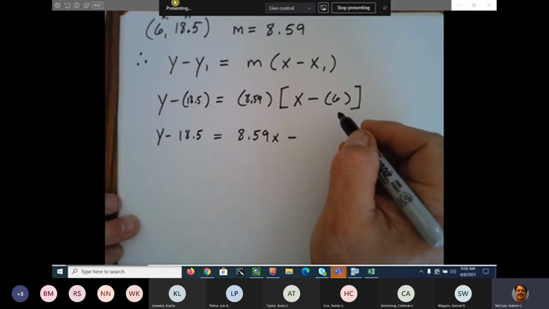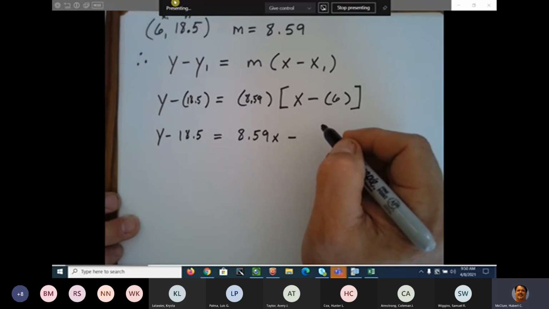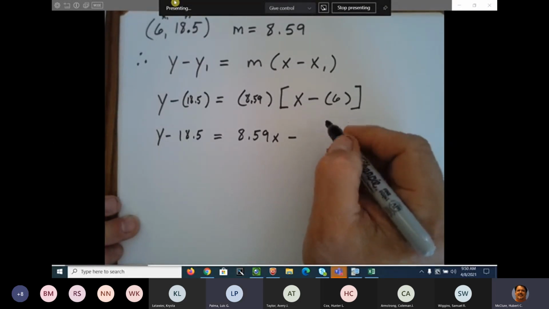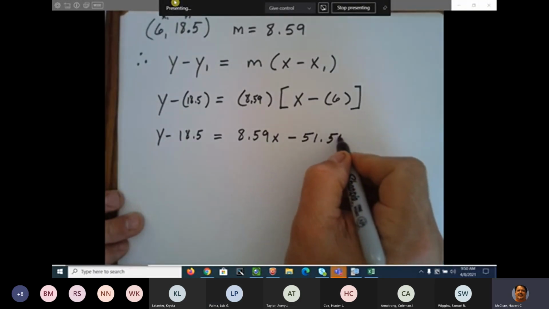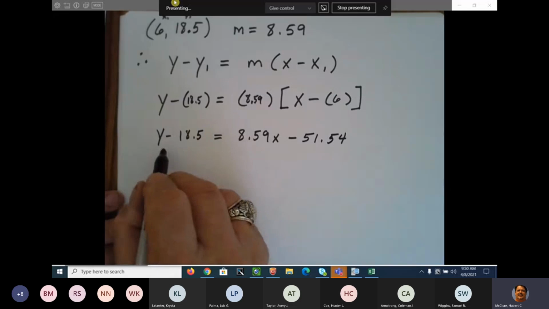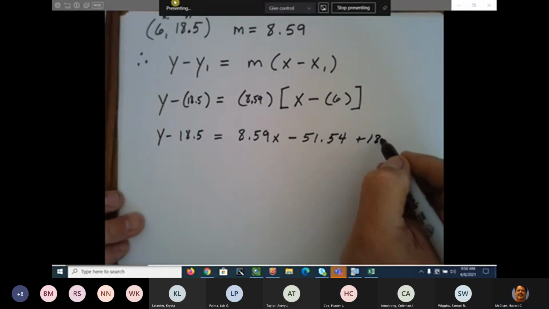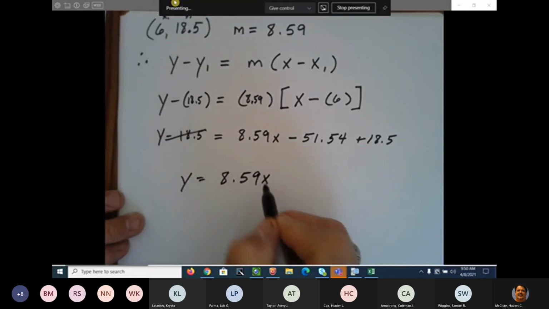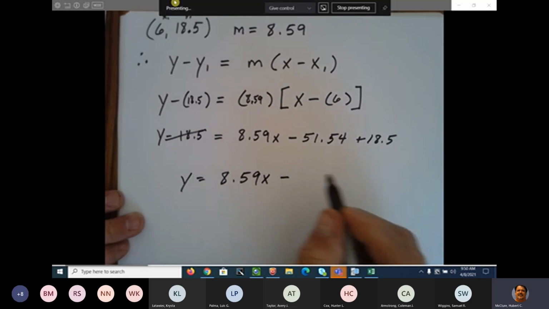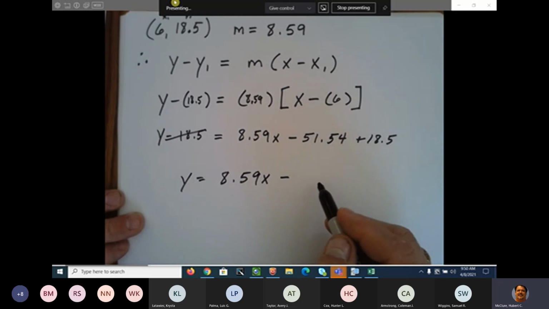I got 51.54. What did I get? I'm sorry, 51.54. And add 18.5 to negative 51.54, please. It's going to be negative. What is negative 51.54 plus 18.5? What does that come out to be, please?